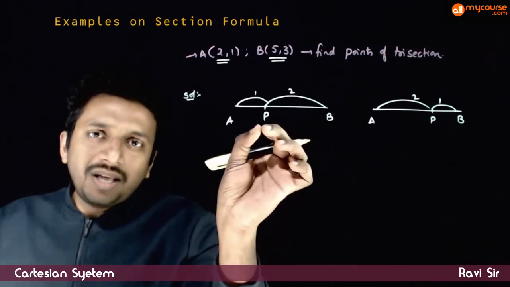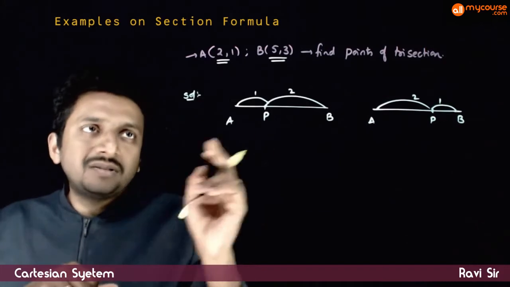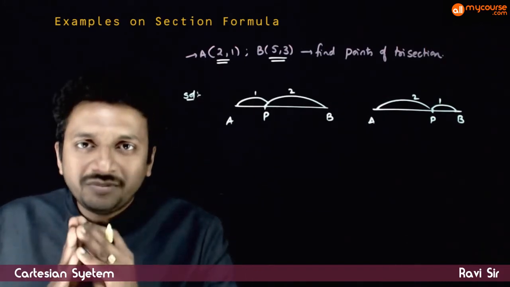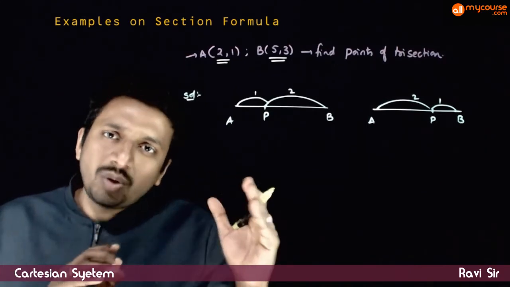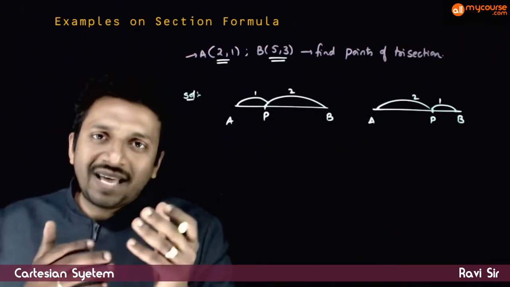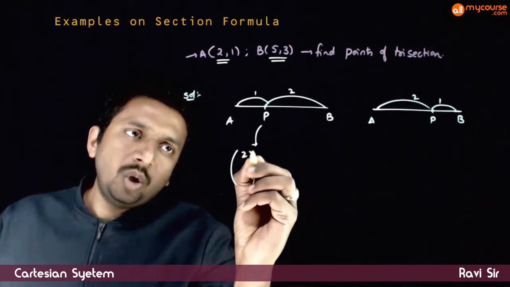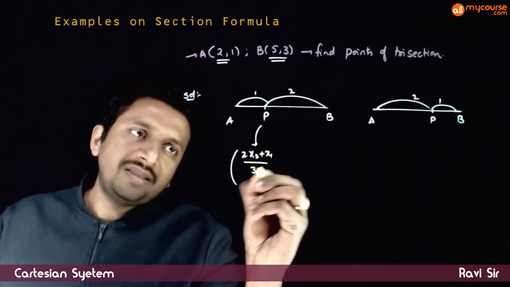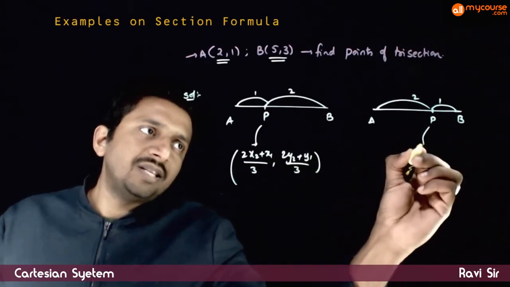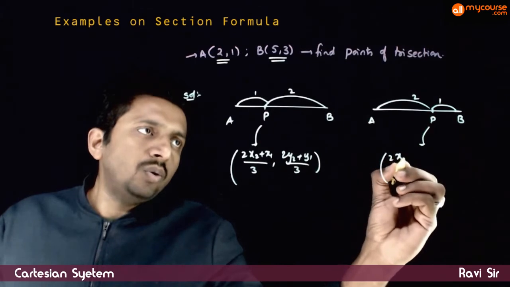So now, what is the first point? We have already discussed the formulas for this also. So (2x1 plus x2)/3, (2y1 plus y2)/3, and (x1 plus 2x2)/3, (y1 plus 2y2)/3. Sorry. So let us directly use the formula. So the first point is given by (2x2 plus x1)/3, (2y2 plus y1)/3. And this point is given by 2x1.